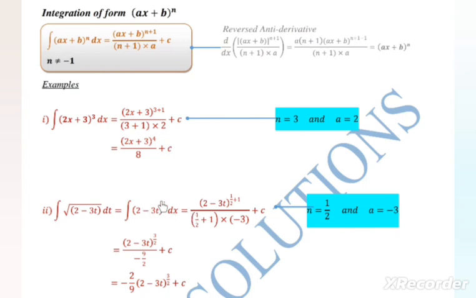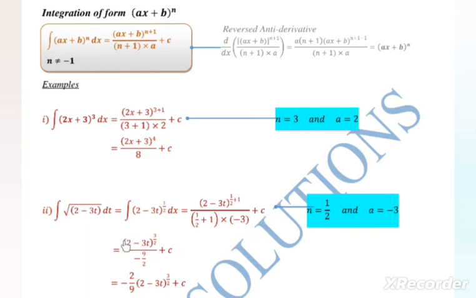So number 1 is to return this linear function. So I'm going to have (2 minus 3t) to the power half plus 1. So I add 1 on the power, divided by the sum of that power, so it's half plus 1, times the derivative of this linear function. If you differentiate this linear function, we are going to have 0, then differentiating minus 3t is equal to times minus 3 here, plus a constant c.